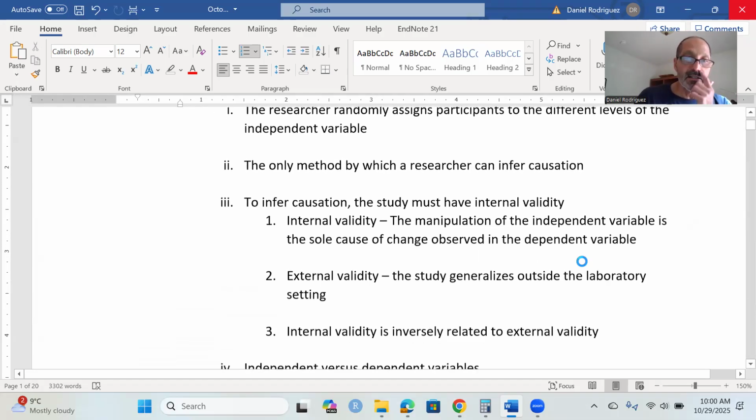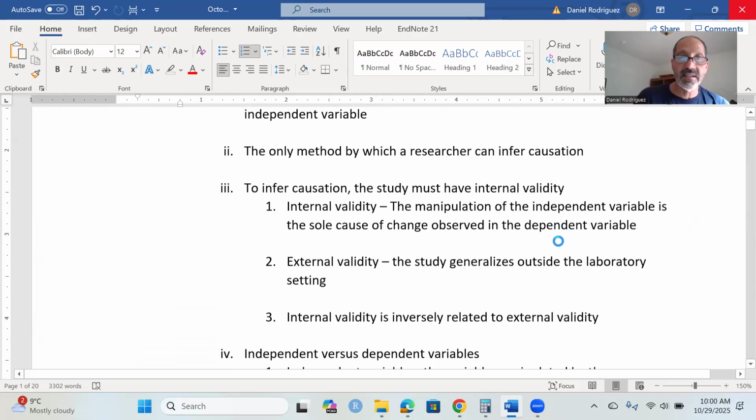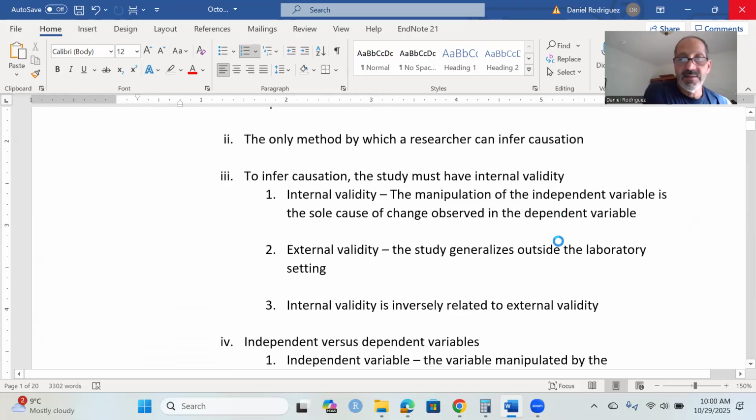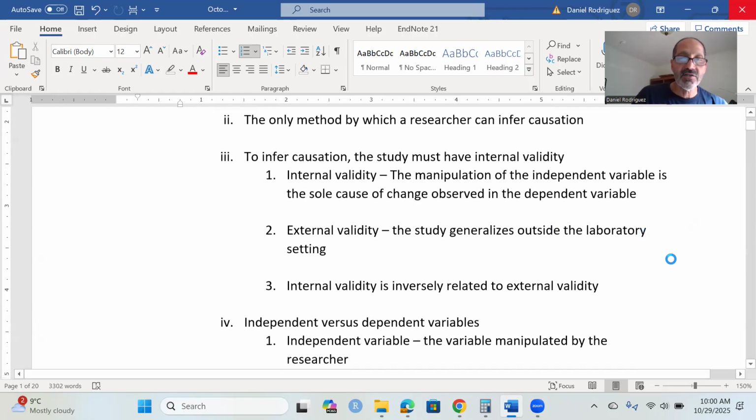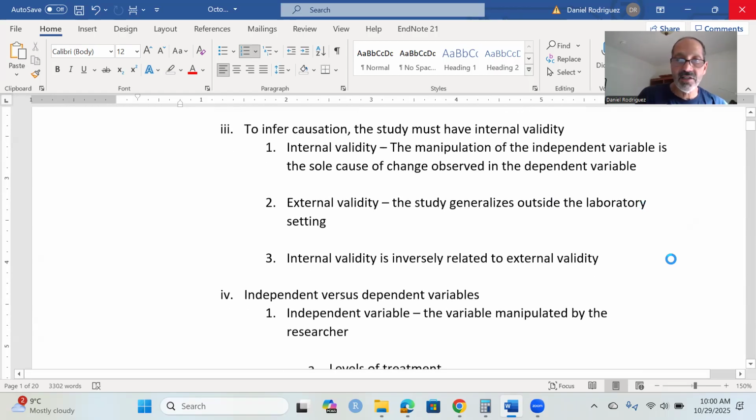To infer causation, the study must have internal validity. So internal validity means that the manipulation of the independent variable is the sole cause of change that we observe in the dependent variable. This is contrasted to external validity. Some people call this ecological validity or generalizability. So the study can generalize to the population as a whole.